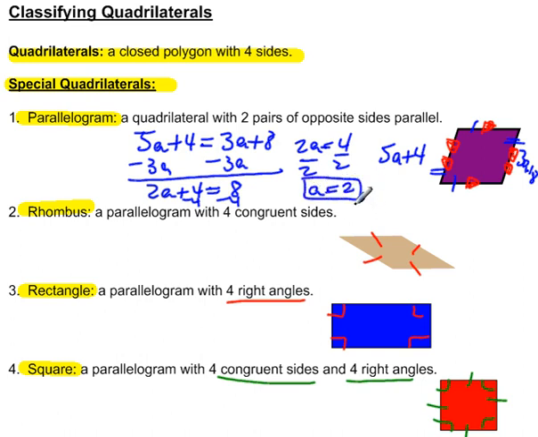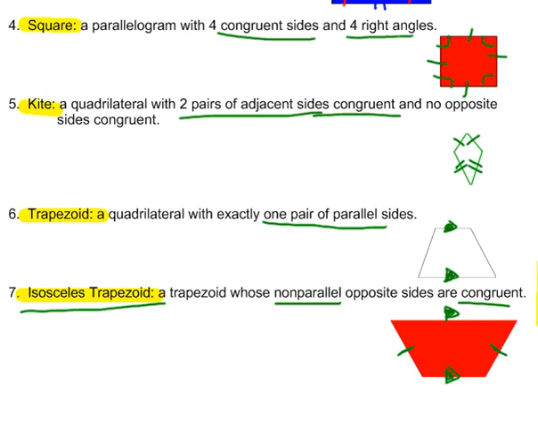Now, if I ask you just to solve for a, this would be your answer. If I ask you to tell me what these sides were, you could plug the 2 back in, and you would find out that 5 times 2 plus 4 would be 10 plus 4. So those sides would be 14. Now you can see how you could do the same thing with a rhombus and a rectangle, because a rectangle would also have opposite sides congruent. So would a square.